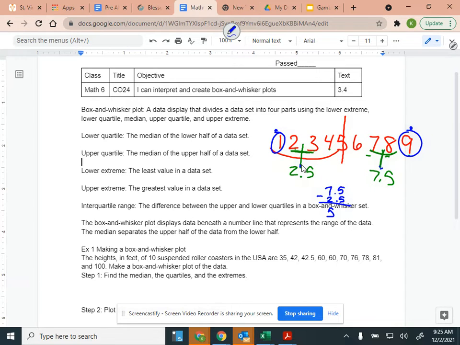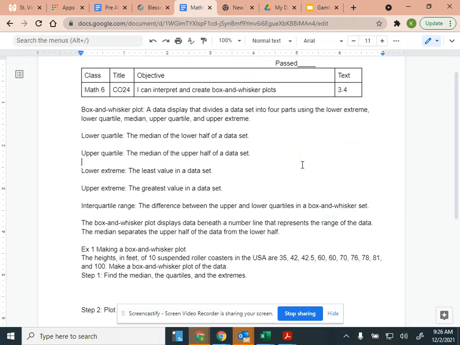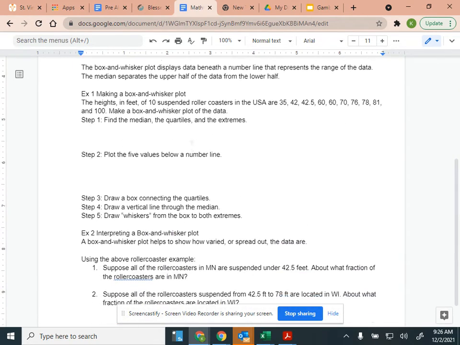Now we're going to get into what the box and the whiskers look like and how we read those using these terms. So in the Khan Academy that some of us have looked at, we've seen the box and the whiskers, and we've seen the median line. We're going to start to understand where these terms fit in on those graphs. So the box and whisker plot displays data beneath a number line that represents the range of data. The median separates the upper half of the data from the lower half. So again, we're going to see what all of these new vocab words look like as we actually use them.